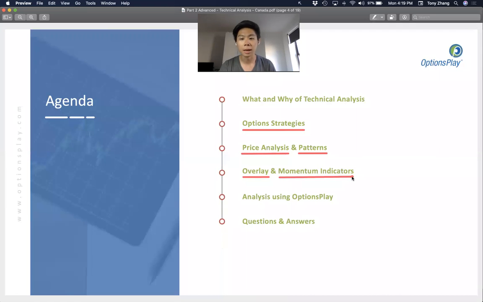Then we'll take a look at momentum indicators, which is something that many of you use in your trading, such as MACD or stochastics or RSI. And we'll talk a little bit about that, and specifically regarding the limitations of some of the momentum indicators, so that you understand that if you're trading options with these momentum indicators, you use the right option strategy for the momentum indicator that you're using. And then lastly, we'll try to do some real examples using OptionsPlay. And at the end, we'll do a bit of Q&A.